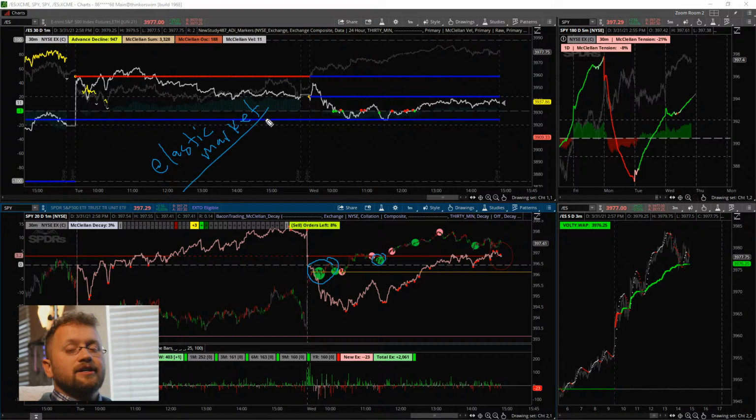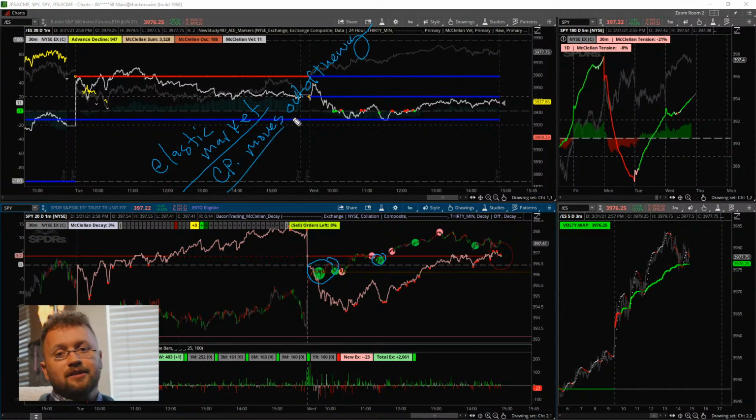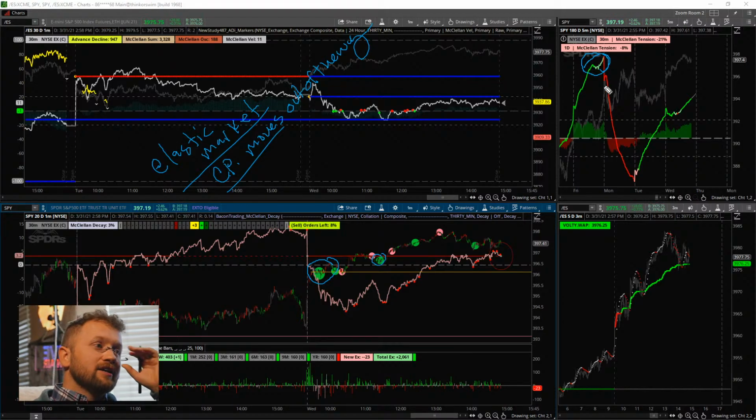An elastic market is where the controlling party, I'm going to just say CP, moves out of the way. Why would they do that? Well, usually it's because tension is too high, like something like this, where you're sitting there going, this is a little hot. And so the controlling party will move out of the way temporarily to let the counterparty blow off the steam.